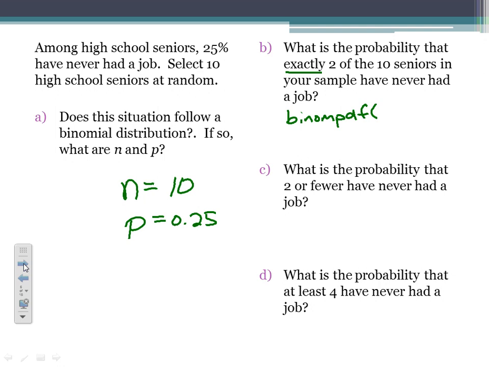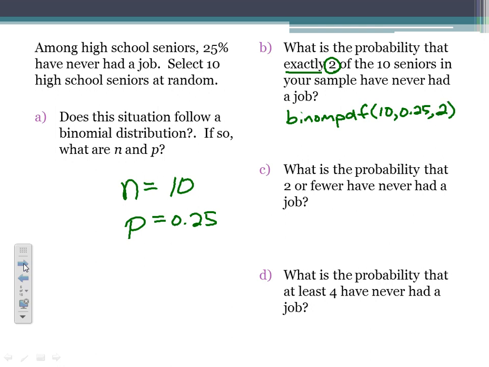Again, remember, whether it's a PDF or a CDF, it always follows the same 3 values. First off, we need our number of trials, which is 10. Then we need our probability of success, which is 0.25. And then finally, we just plug in our K value. So what are we being asked about specifically in this problem? Well, we are being asked the probability that exactly 2 of the 10 seniors have never had a job. So that's our K value, 2.